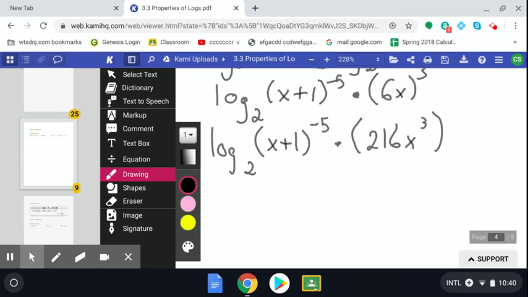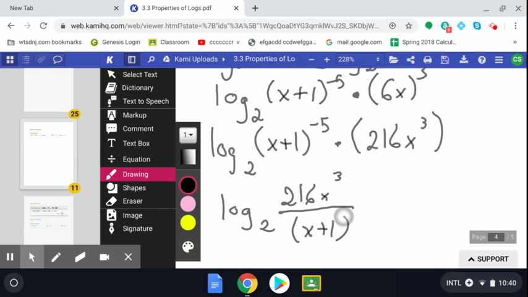Remember, every time you have a negative exponent, you should move that to the numerator or denominator, depending on what it is. So my final answer can be written as log base 2, and 216x cubed is going to be in the numerator because it's a positive power. And x plus 1 to the -5th power is going to be in the denominator and be written as x plus 1 to the 5th power. And that should be the final answer.